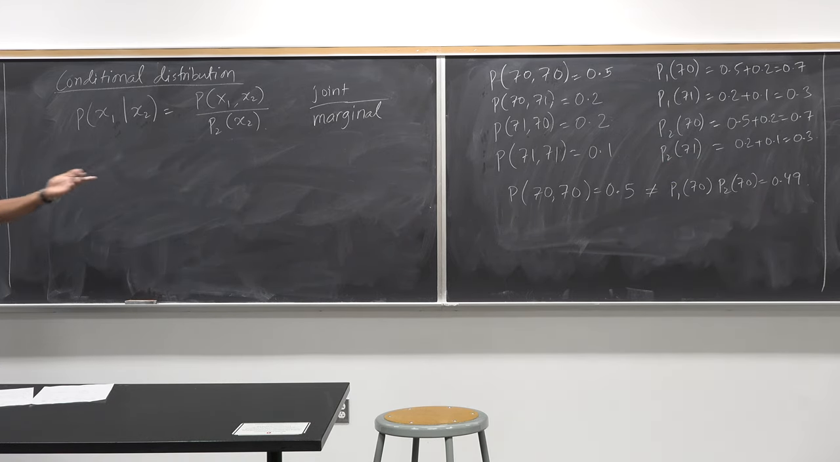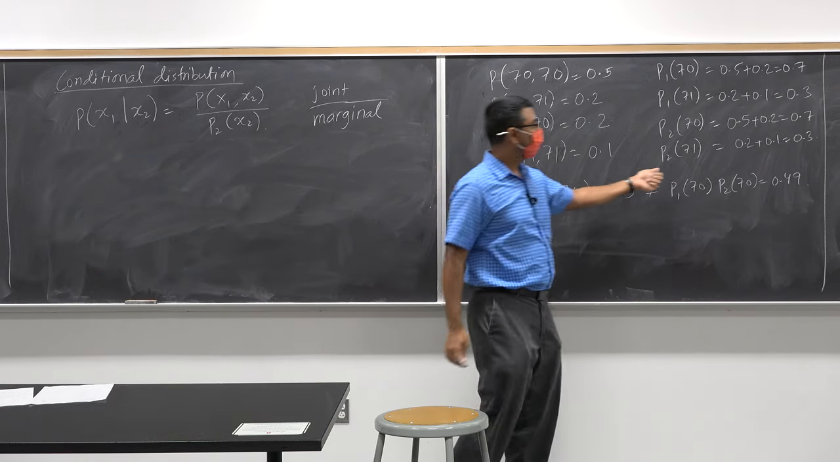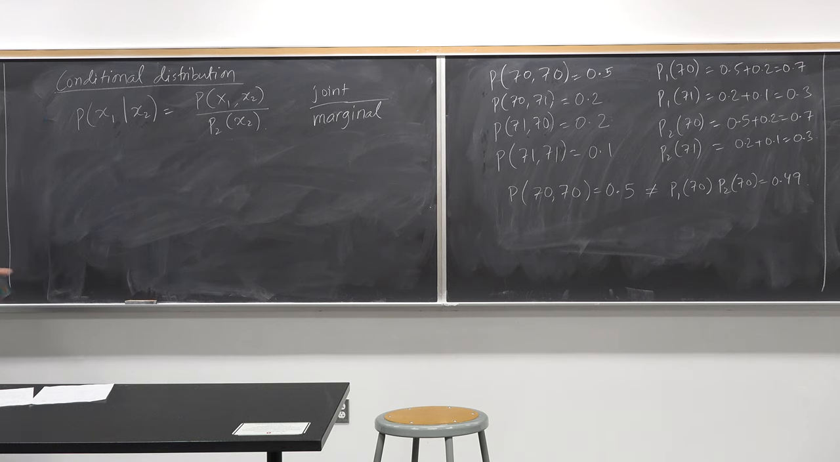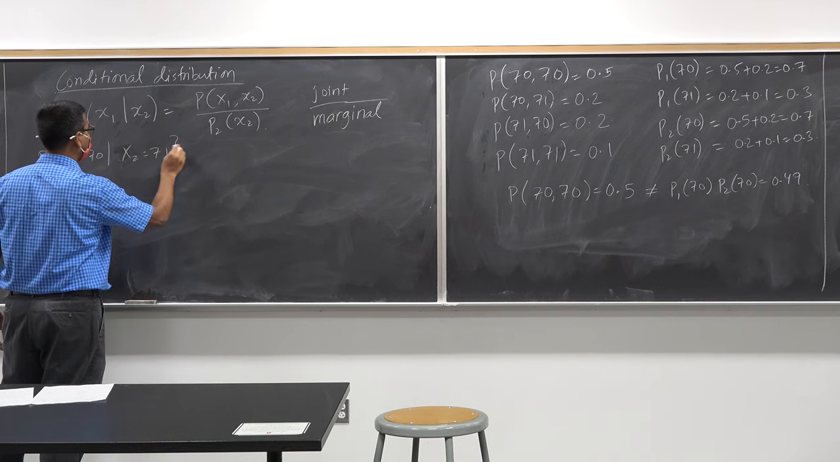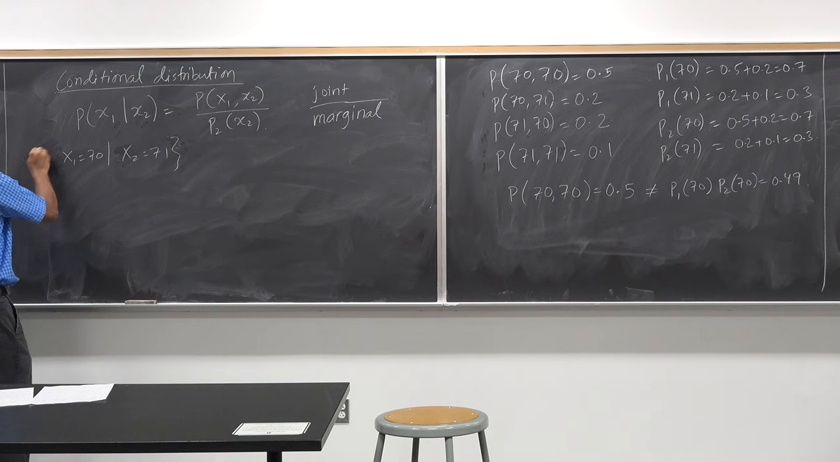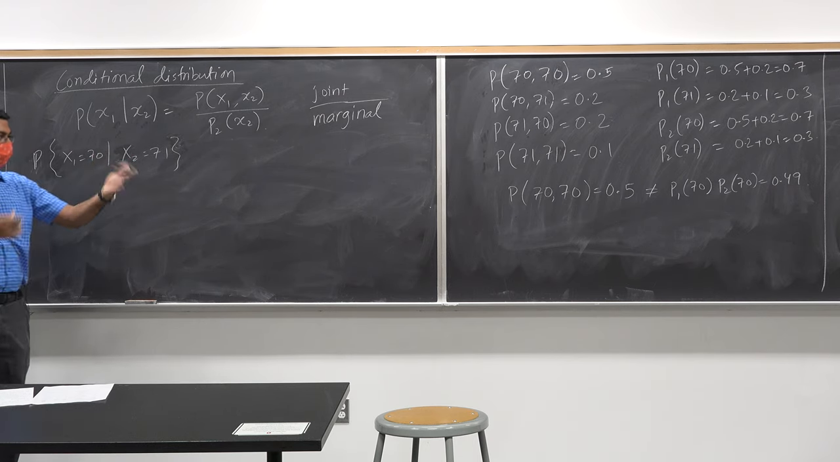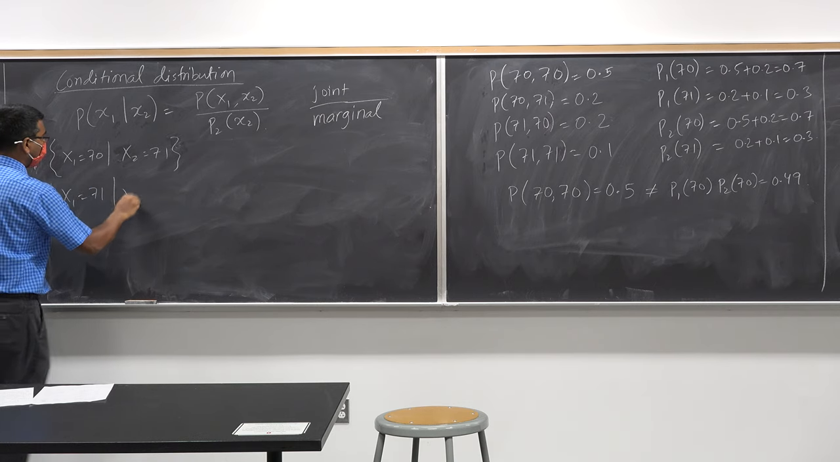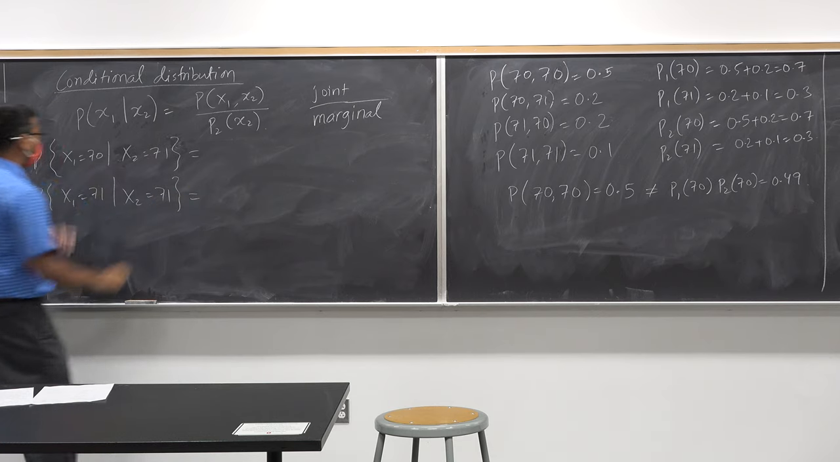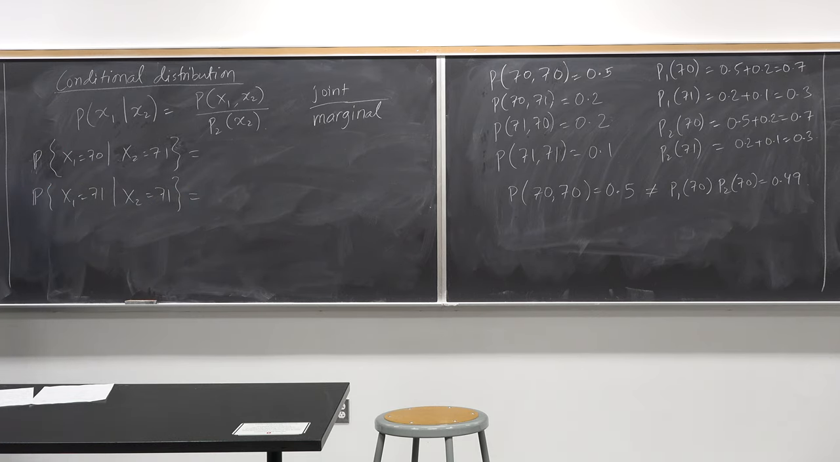So now we have learned about the joint distribution and the marginals. Now I'm curious to know, if X2 is equal to 71, what is the probability that X1 equals 70? So I have observed room 2. I went to the thermostat and looked at the temperature, and it seems to be 71 degrees Fahrenheit. Now I'm curious to know what's happening in room 1. What's the temperature like? There are only two options here. What's the probability that X1 is equal to 71 given X2 equals 71? And what's the probability that X1 is equal to 70 given that X2 is equal to 71?